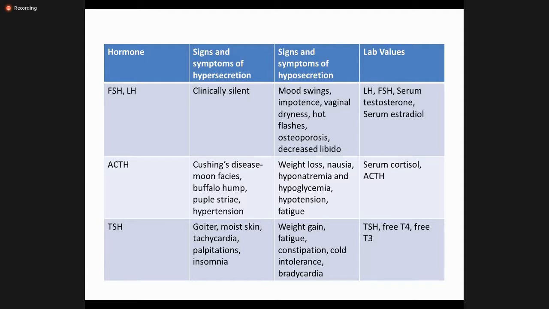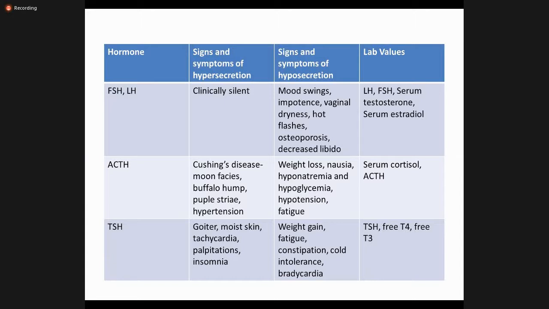For example, impotence in male, vaginal dryness in females, infertility, mood swing, osteoporosis, and decreased libido. When this condition occurs, we evaluate lab tests, which are important: luteinizing hormone LH, FSH, serum testosterone, and estradiol. These 4 tests are important in this condition when there is LH, FSH hypersecretion.